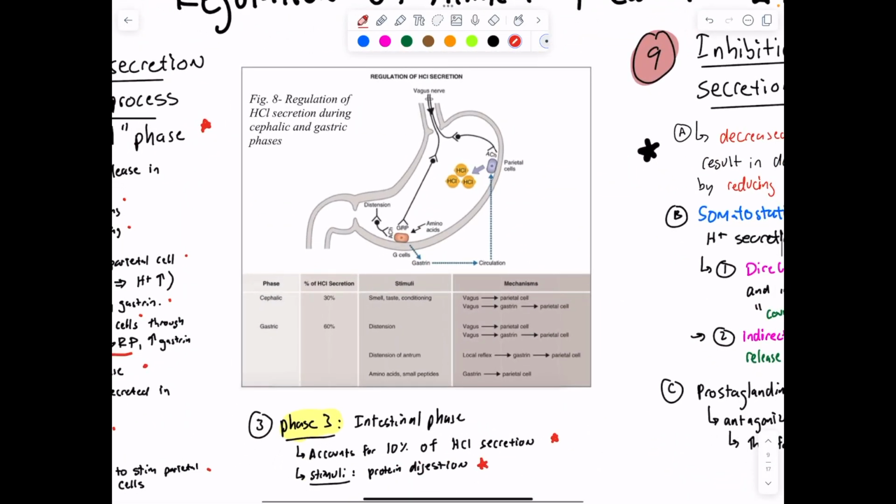Okay, so this whole section is just saying what we already said: cephalic phase, head phase, and the stomach phase, and then what are the stimuli, distension, and then we have the effects of our vagus nerve on both our parietal cells and our G cells overall.